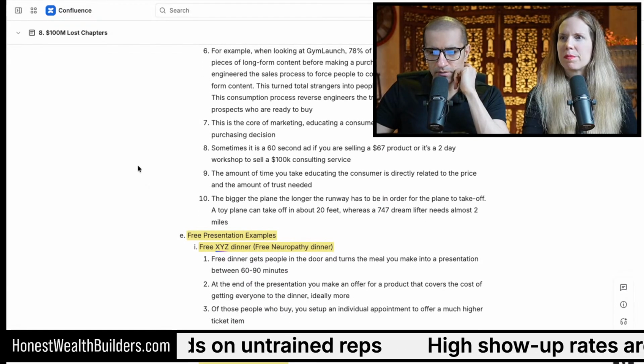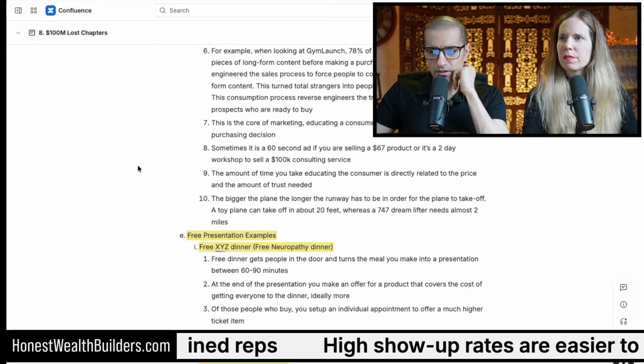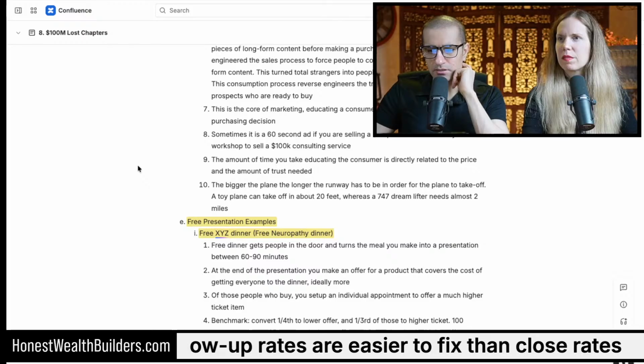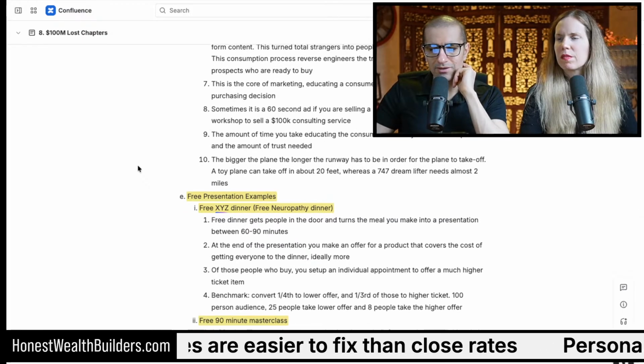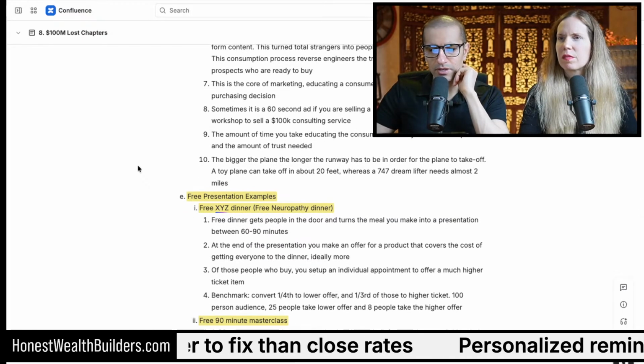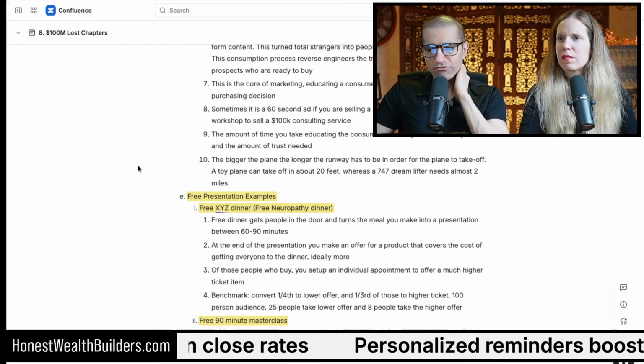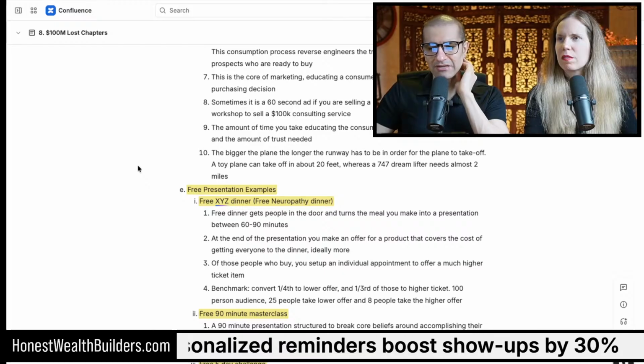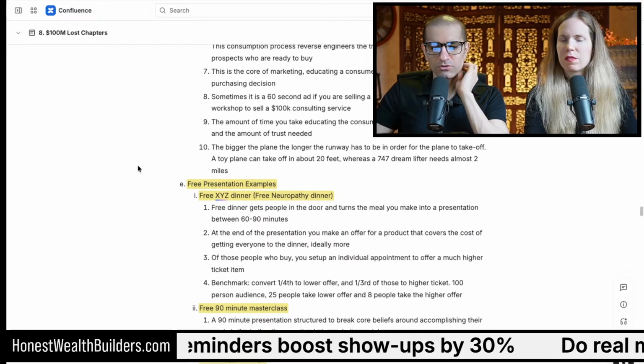The amount of time you take educating the consumer is directly related to the price and amount of trust needed. The bigger the plane, the longer the runway has to be in order for the plane to take off. A toy plane can take off in about 20 feet, whereas a 747 Dreamlifter needs almost 2 miles.